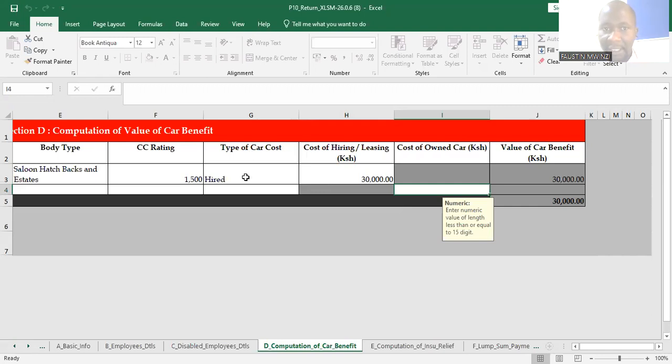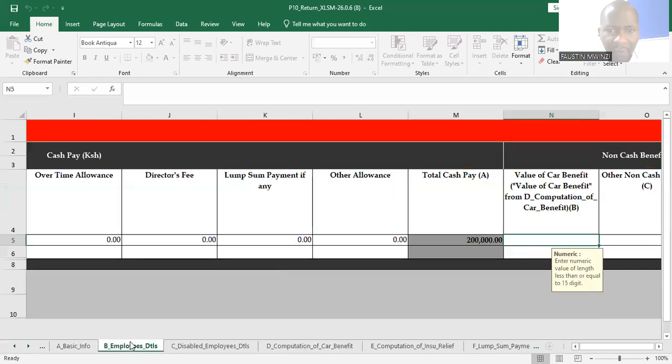So it's very important how you enter the type of car. Is it leased or is it hired? And when you go to Section 5 of the Income Tax Act, it explains all these things that iTax is doing; they have their root from the Income Tax Act. Now, assume that this employee has this car of 30,000. We needed that sheet to come and calculate here, 30,000.